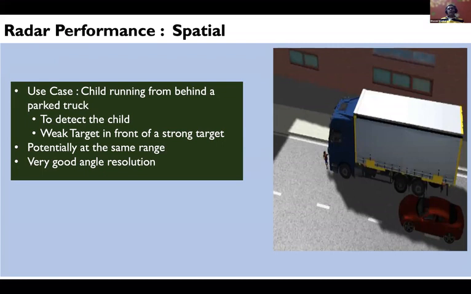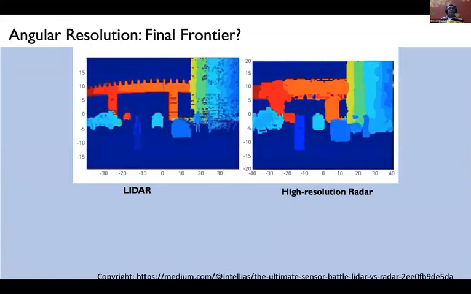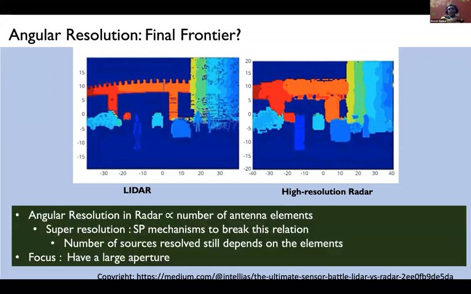So the question now is, in the radar community, is angular resolution a final frontier for radar? Here is a quick picture that I took from the internet. Here is a picture of how a scene would be imaged by a LiDAR. And this is the highest resolution radar possible. And you would see that there is still some things to be met, the radar to sort of develop on. The resolution is still not so high. So the angular resolution in radar depends on the number of antenna elements, typically.